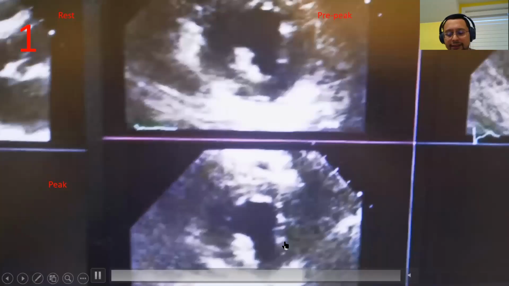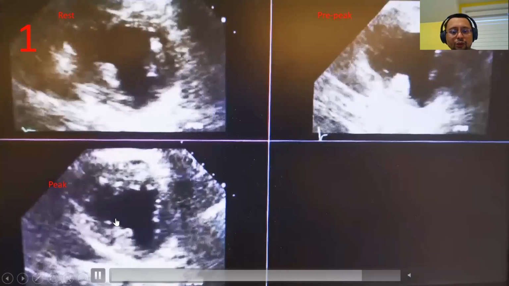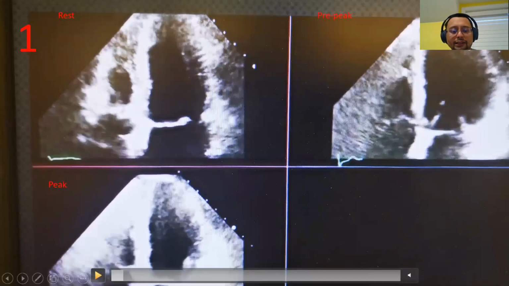Okay, so I hope you can see that one. Let me show you again the apical four chamber view, so let's see whether you can tell.